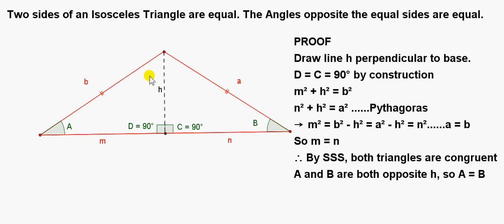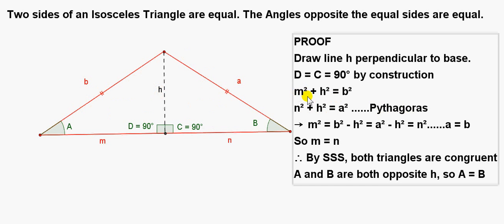So the square of the longest side of this right angle triangle, that's b squared, must equal the sum of the squares of the two short sides, that is m squared plus h squared. Similarly, for this right angle triangle here, the squared hypotenuse of it, that is a squared, is equal to the sum of the squares of the two short sides, that is n squared plus h squared.